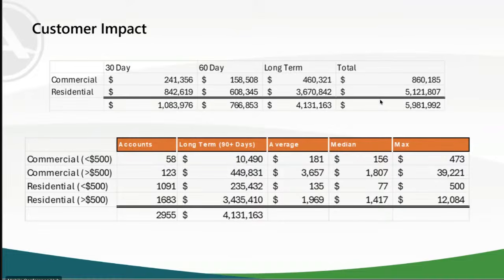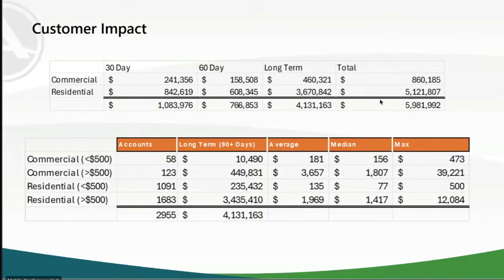For example, and this is important for the recommendation we're bringing to you today, there's a difference between somebody who has less than $500 for a long period of time. Of those 58 accounts that owe less than $500, they owe us a total of $10,000. The average amount is 181, the median is 156.